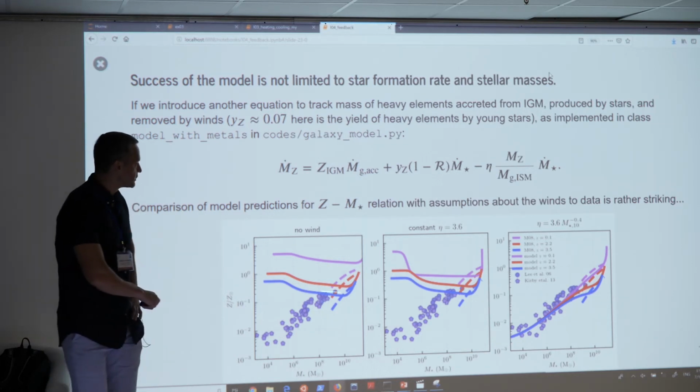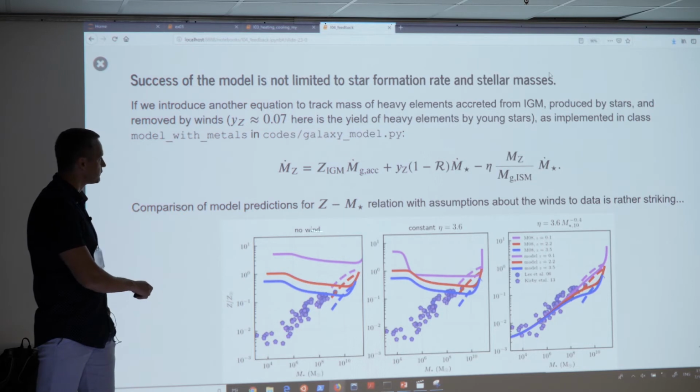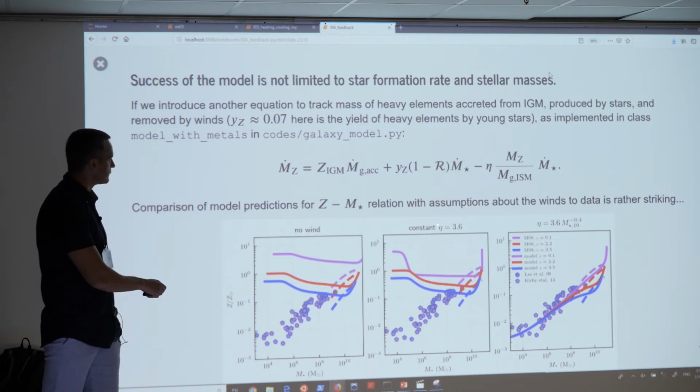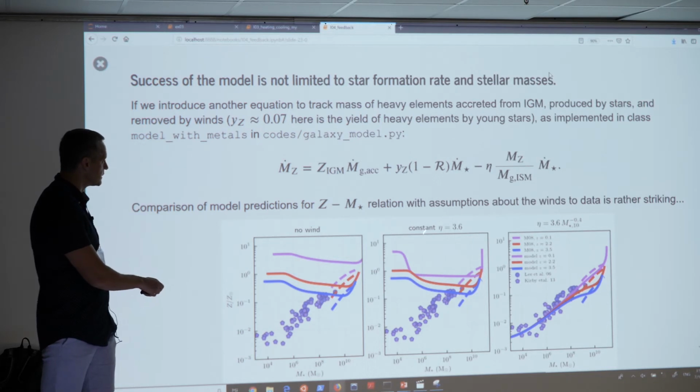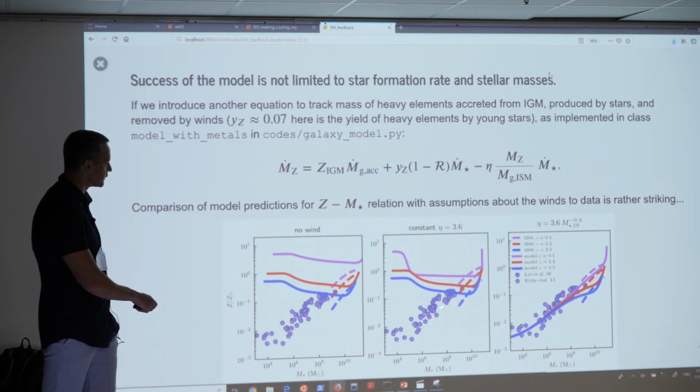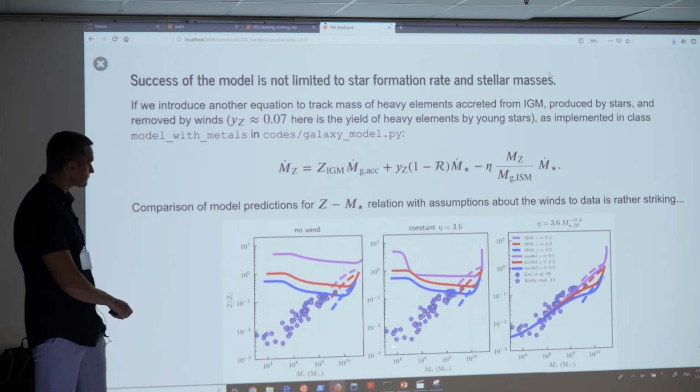And the three panels show predictions of three models. This model has no wind, so this eta is 0. And this was run in the notebook, so you can go and check these models. In this case, eta was 3.6, alpha set to 0, so it's a constant eta. And you can see that at three different redshifts at which we have measurements for massive galaxies. Dwarf galaxies we only have at redshift 0.